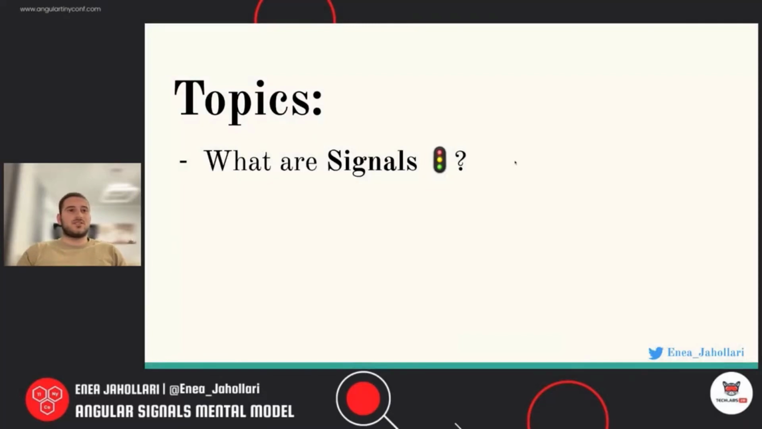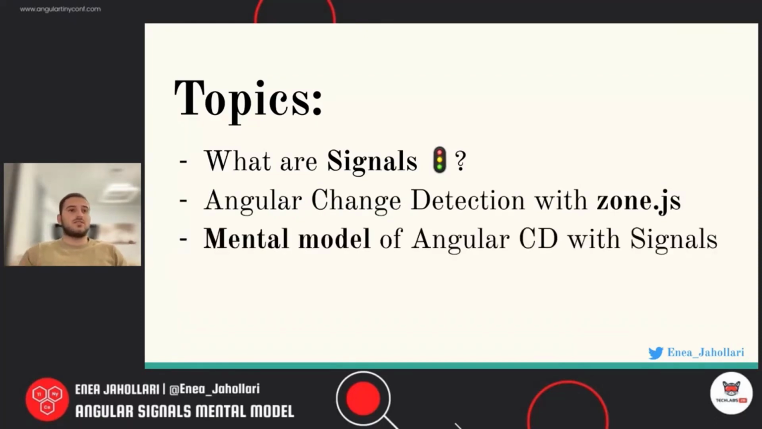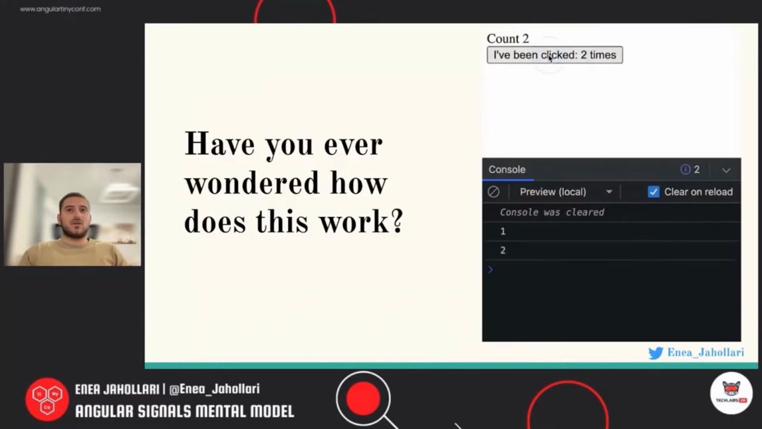So today's topics are going to be: what are signals, a simple introduction; Angular change detection with zone.js and how it works; and the mental model of Angular change detection with signals, the topic of this talk. So I wanted to ask, have you ever wondered how this works? Like we have a counter, we click a button, and that counter up there increases.